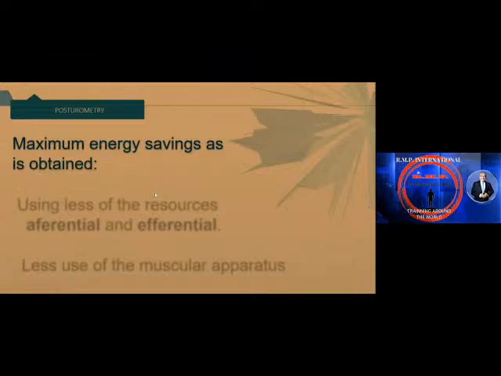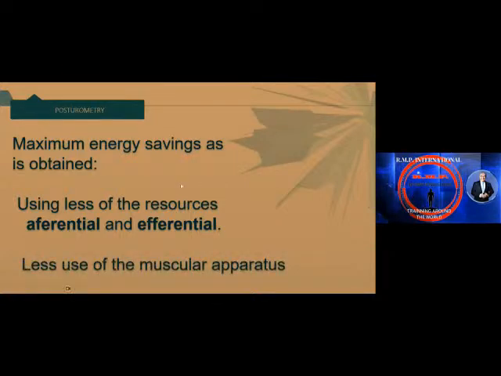Maximum energy saving is obtained using fewer resources, afferences and efferences. Less use of the muscular apparatus, the neuromuscular apparatus. If we do rehabilitation, that is very important. Because if not, we do only techniques, and then we see the techniques relapse.